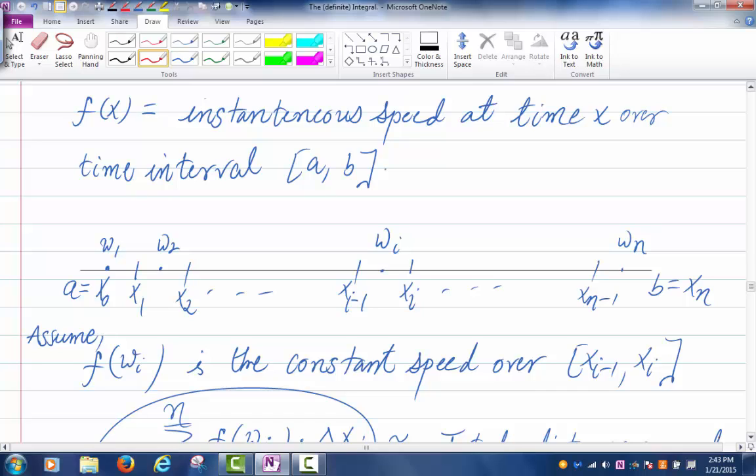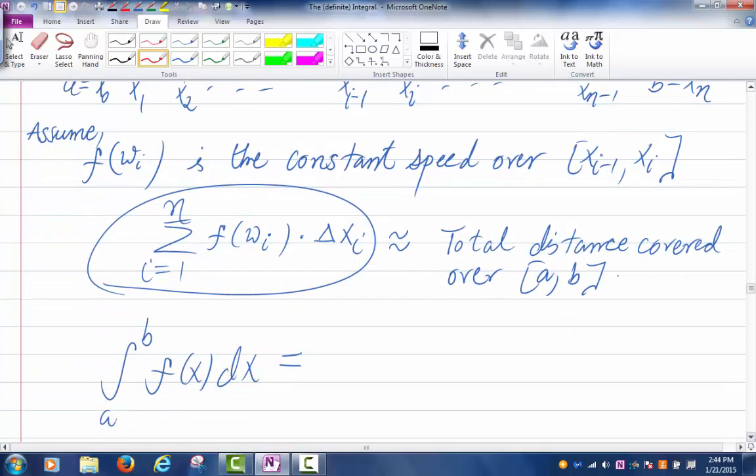I'm not going to go over this here. This is just another example. If you have a time interval from a to b, and f of x is giving you the speed of an object at time x, then the definite integral of f from a to b is giving you the total distance covered over that time interval. And again, you'll see that the Riemann sum is an approximation of the total distance, and the Riemann sum converges to the total distance as the number of partition points goes to infinity. Okay, so let me just skip that.